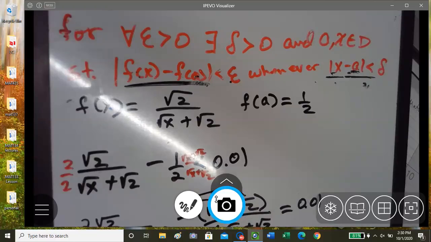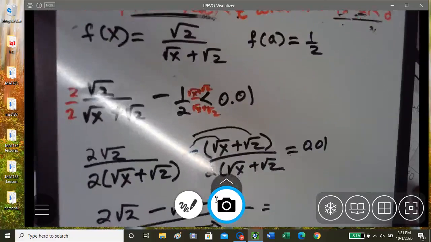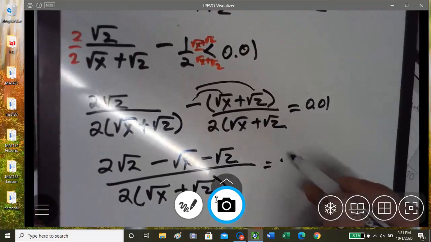So that'll be 2 square root 2 minus the square root of x minus the square root of 2. And that's all over common denominator of 2 parentheses square root of x plus the square root of 2. Now notice I didn't distribute this denominator yet because I wanted to see if I can cancel 0.01.